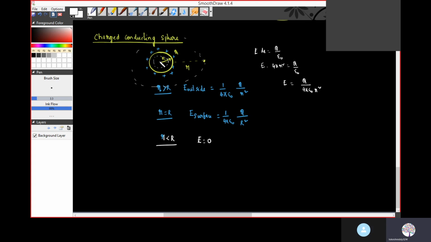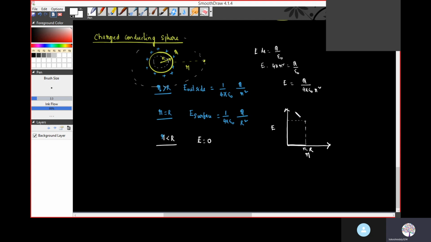Surface inside, Q in is equal to 0 because there is no charge here. So E will be equal to 0. When I draw the graph between electric field and the distance, till r it will be 0, and here you will have maximum value.